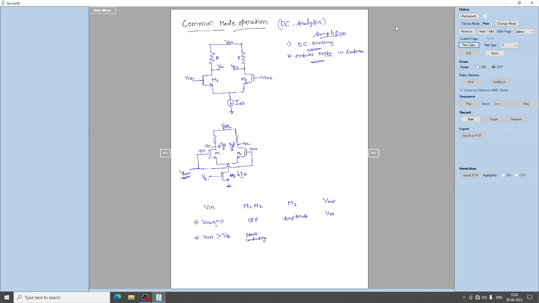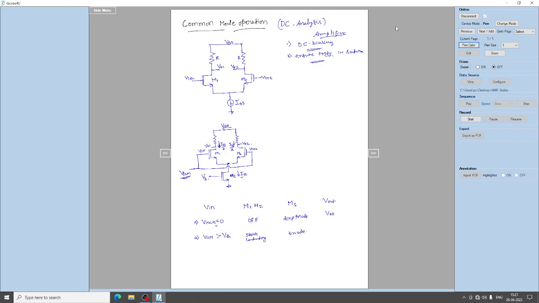Since M1 and M2 start conducting, the drain terminal of M3 will possess a certain voltage, because a small amount of current will be flowing through each branch, through the transistors M1 and M2. So this drain terminal of M3 will possess a small voltage, right? And we can consider that it is not greater than VB, and hence we can say that M3 is in triode. From deep triode it is in triode region, right?